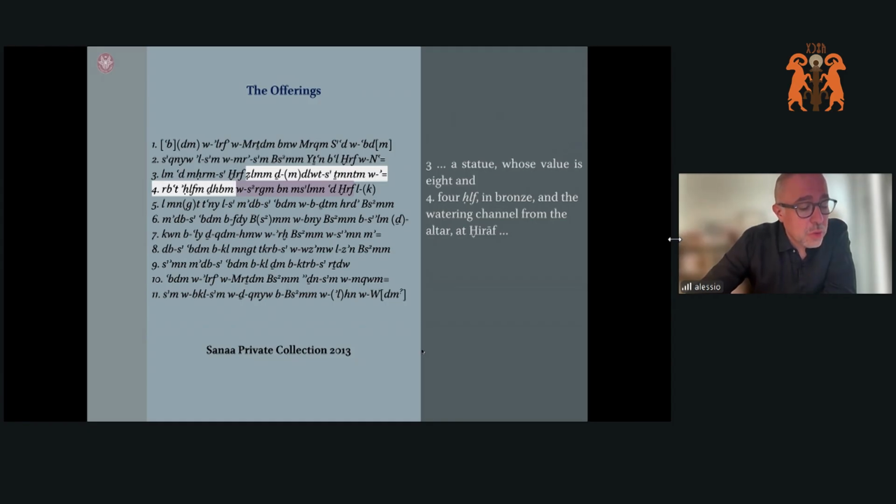Close parallels occur in Hadramutic inscriptions where similar expressions specify that bronze tablets weigh 1 or 2 khalif. This suggests that the statue mentioned here was of medium size. The second element of the dedication was what I translate as the watering channel from the altar at Hiraf. The term Shargum is generally interpreted as watercourse and appears in Sabaic and Minaic inscriptions.